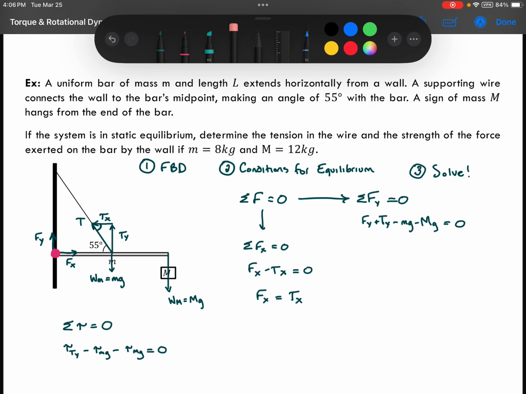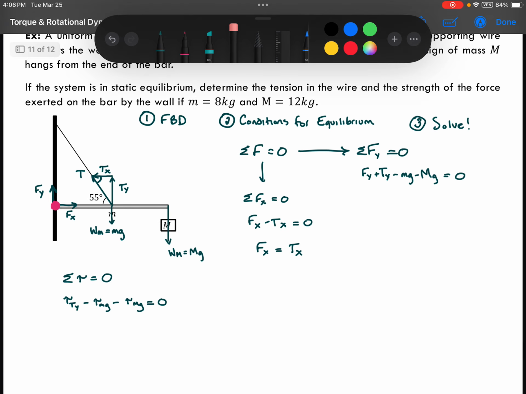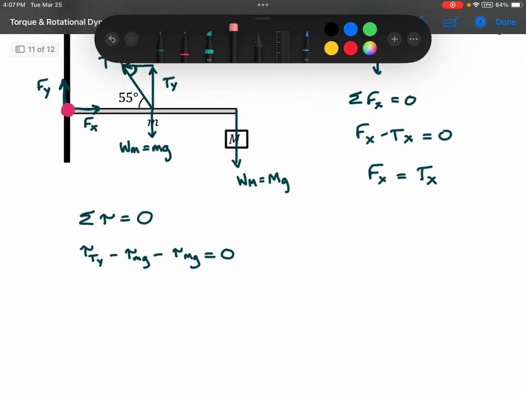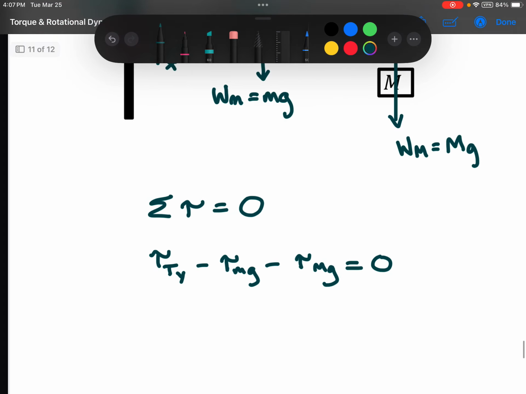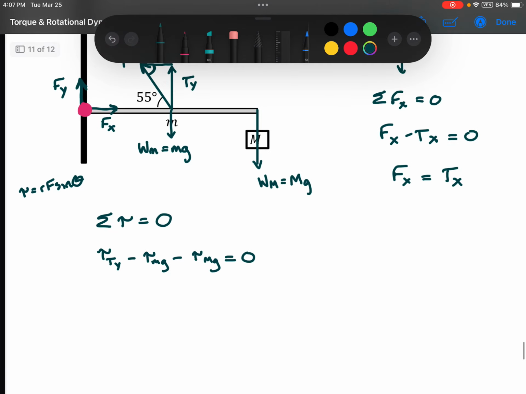So then I'd go ahead and move on to our second condition that we set up. Let's see if we can get some more solutions out of the net torque equation, or see if we can make any more progress toward a solution. So let's go ahead, since we know torque is RF sine theta, and write in those details for each of these forces.